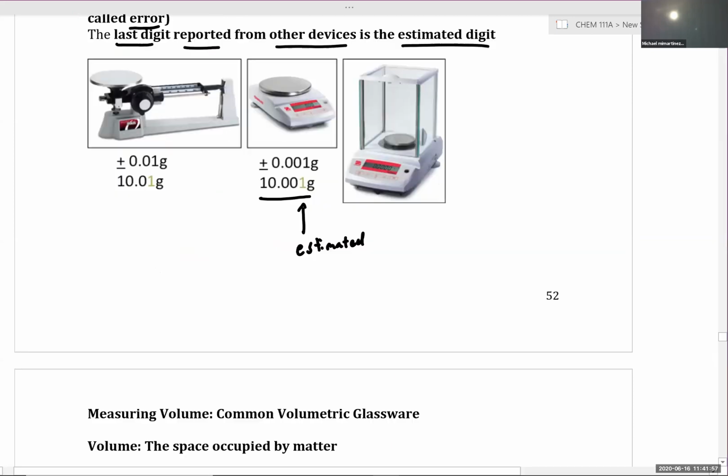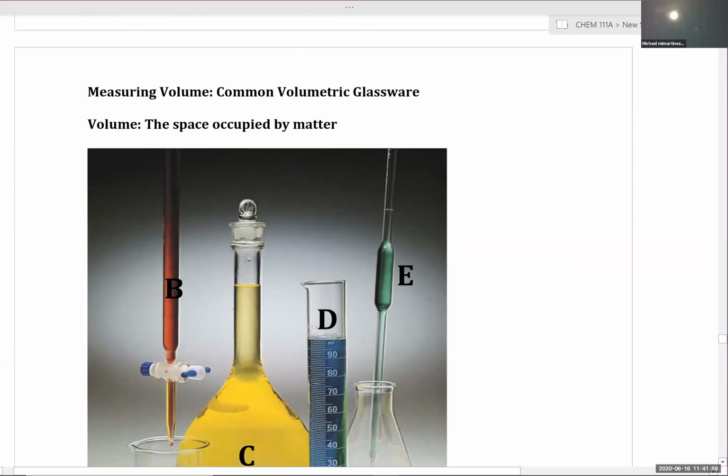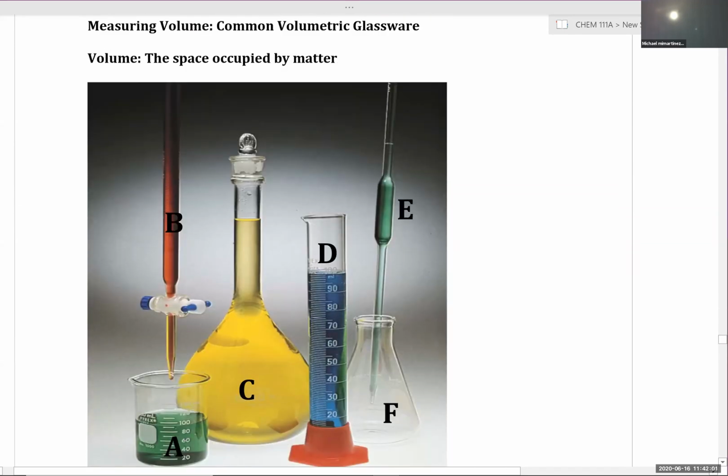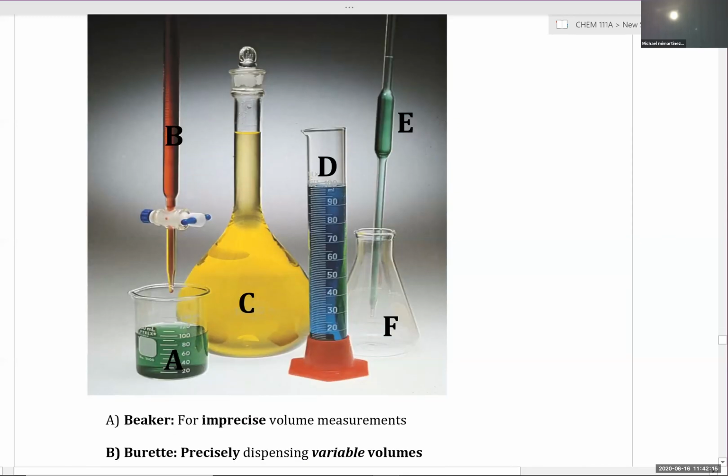Okay, let's keep going now. Let's talk a little bit about volumetric glassware. When you do the glassware lab, you may want to reference this page. So volume, just again, is the space occupied by matter. And here we have pictures of different pieces of volumetric glassware.